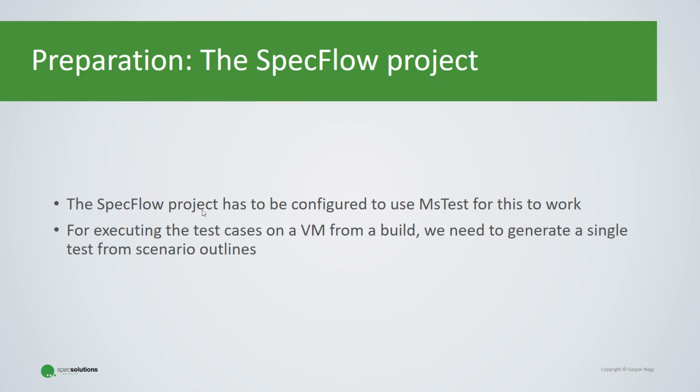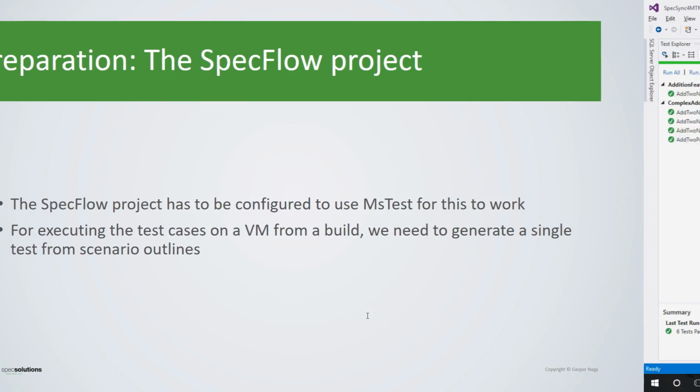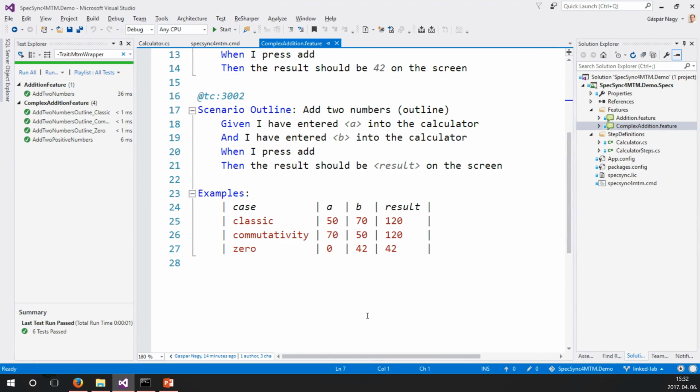The other specialty of this infrastructure that we will use is related to scenario outlines. Scenario outlines basically represent multiple tests in one form. So the scenario outline itself is just a template of the test, and in the example section we have the different examples, so in this case the 3 individual tests that have to be run.